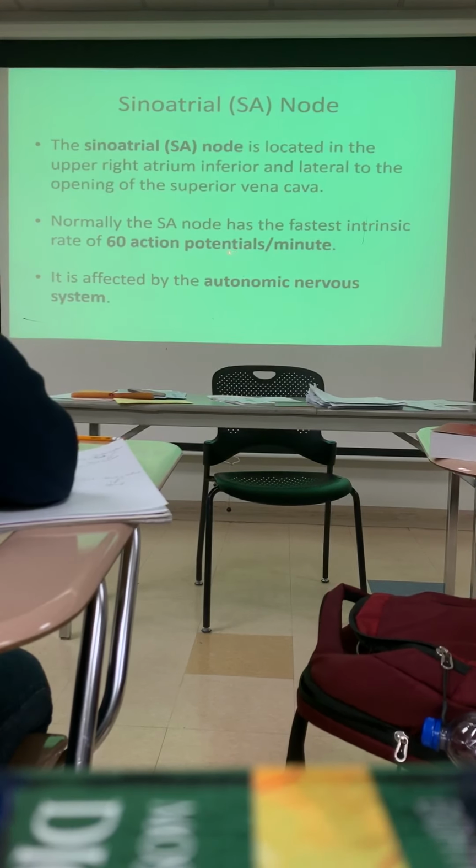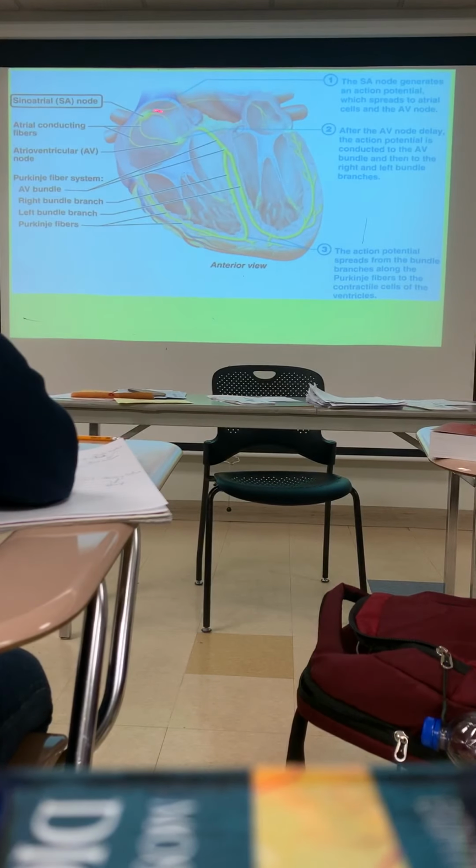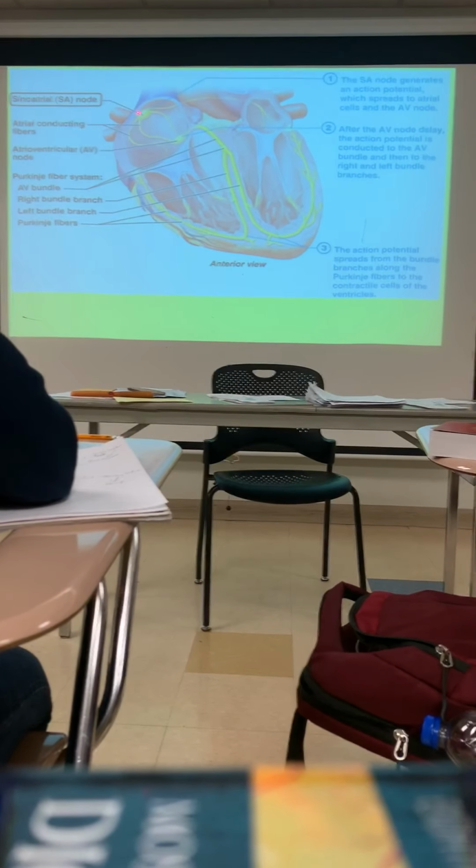So about 60 action potentials per minute, good. And then it is autonomic. So that's the place. When people have a very weak heart, the doctor inserts a pacemaker, like a pouch. That's why the SA node is called the pacemaker of the heart.